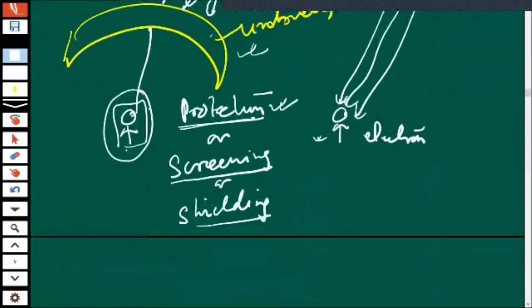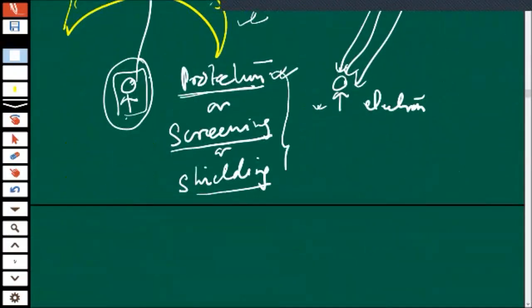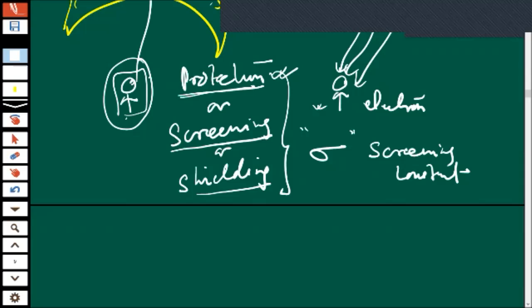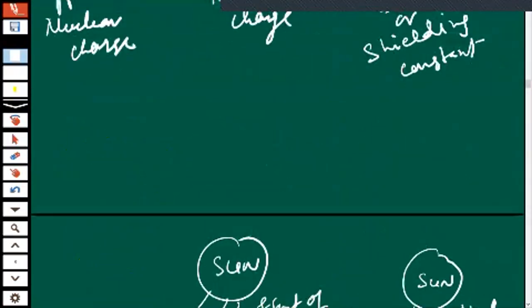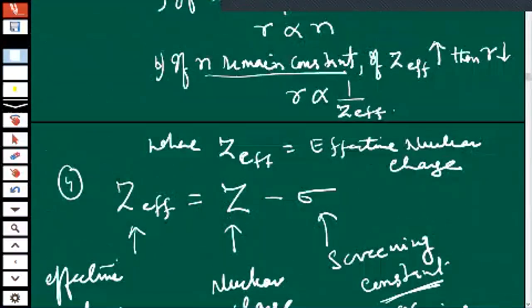And this protection, all these things, is only known as sigma. Okay, this is known as screening constant. Screening constant. So let us see. Let us hope we understand what we are trying to understand. Okay.